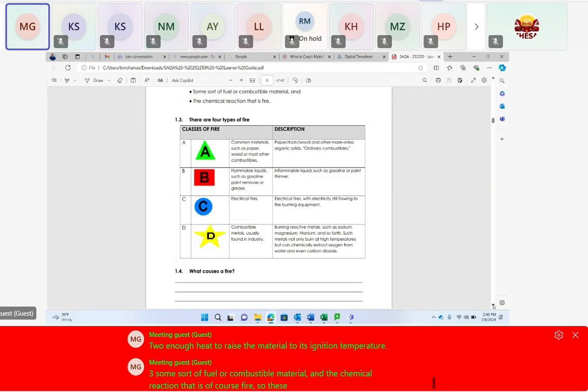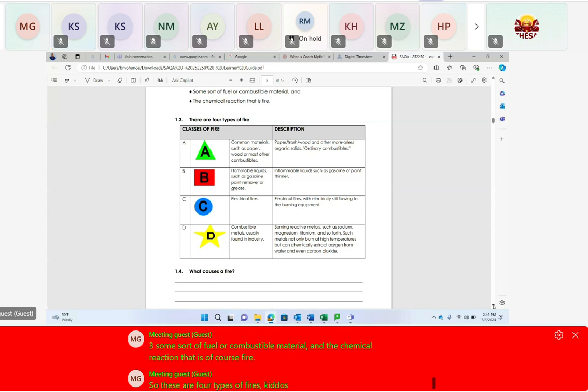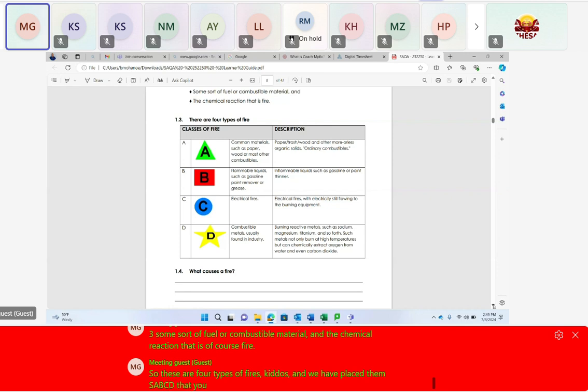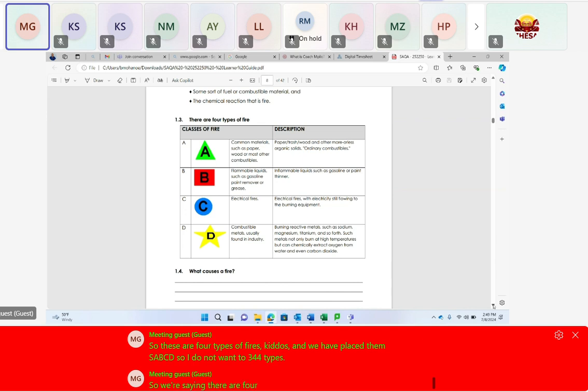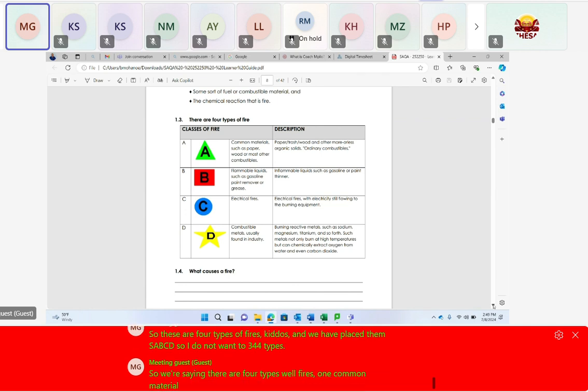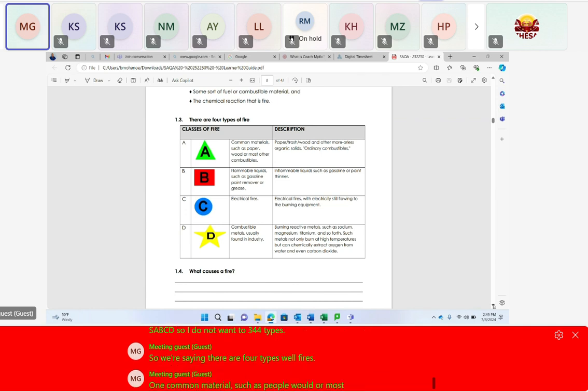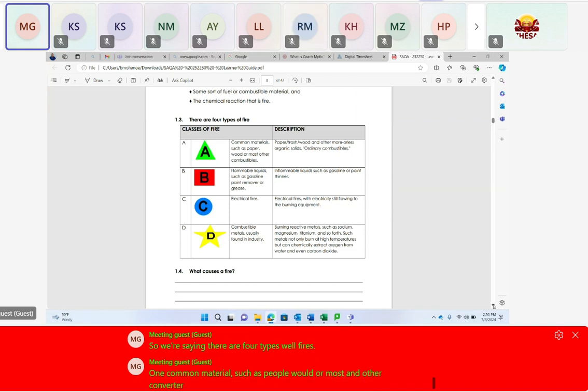So these are 4 types of fires. And we have placed them as A, B, C, D, so that you know 1, 2, 3, 4, 4 types. So we're saying there are 4 types of fires. 1, common materials such as paper, wood, or most other combustibles.